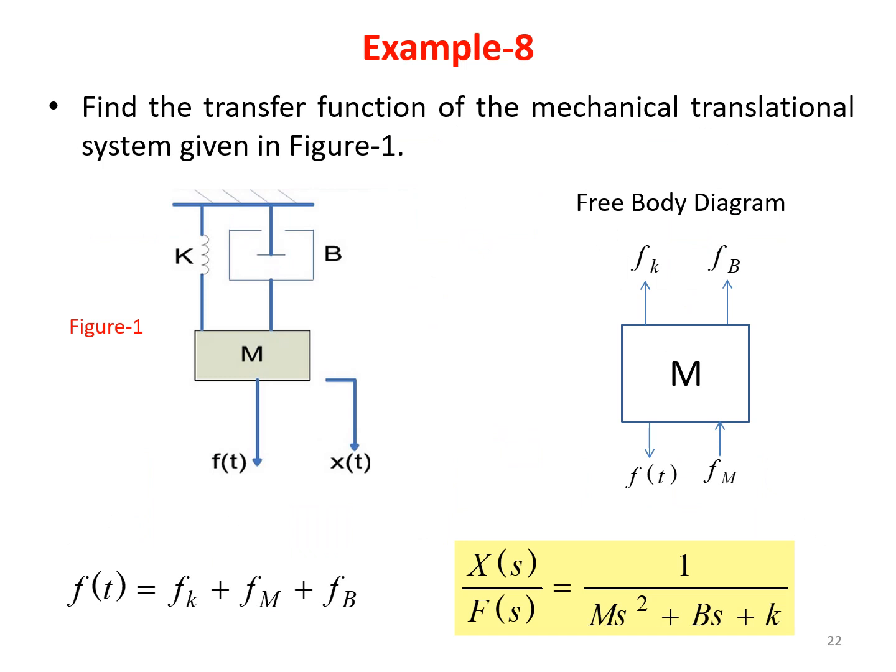Now this is another example wherein we have a mass connected to a fixed wall through a spring constant and a dashpot. This is the free body diagram indicating all the forces experienced by the mass, and f(t) is taken as equal to f_k plus f_m plus f_b, the forces experienced by the spring, mass and dashpot. And this is the resultant transfer function you are going to get when you solve.